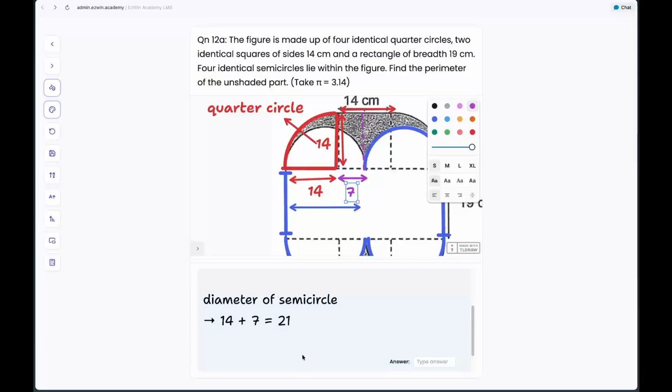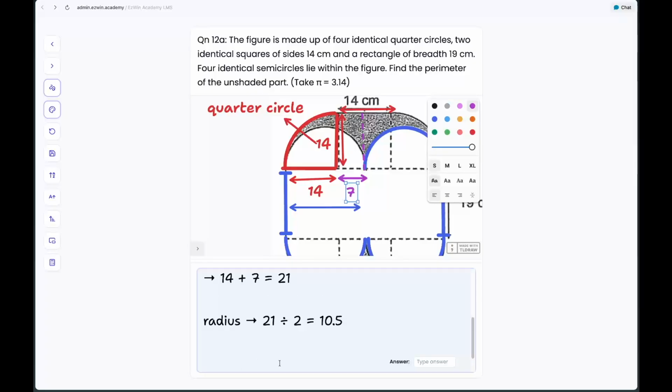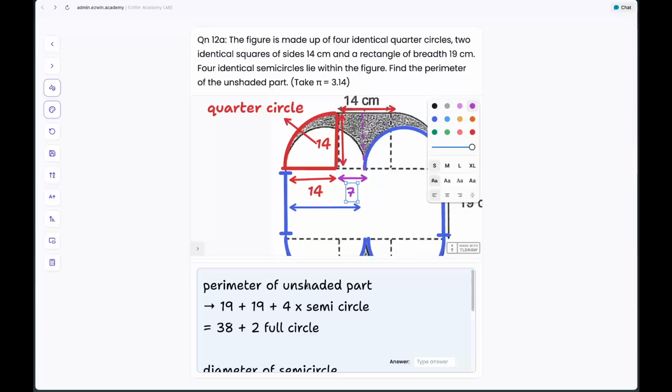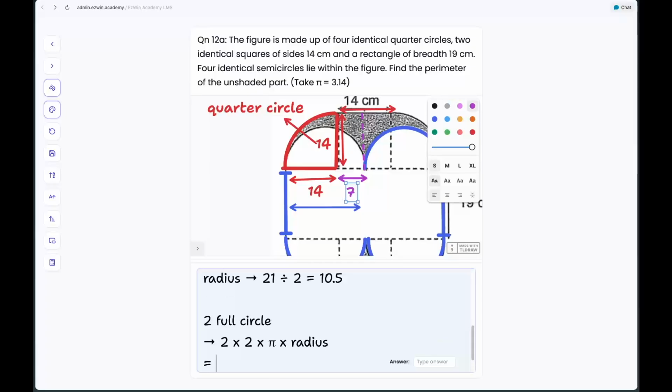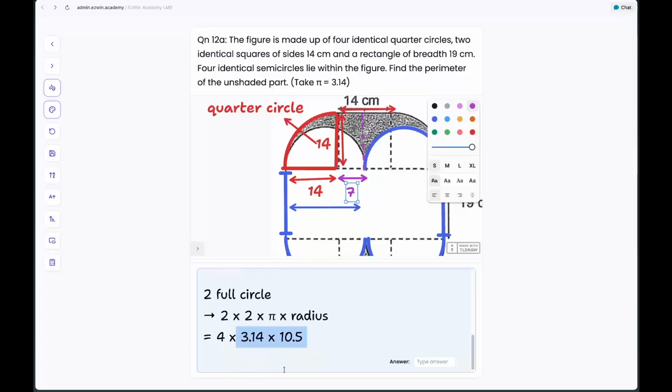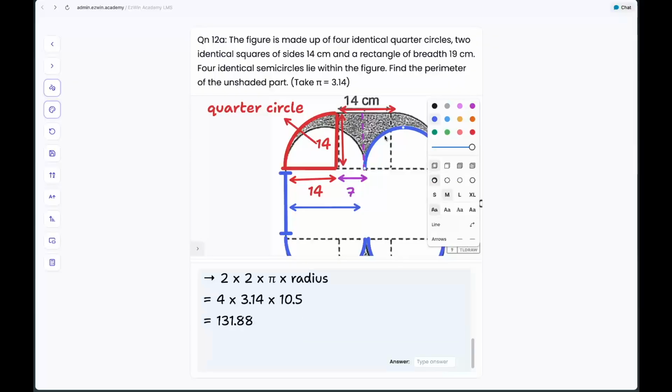Then we can find the radius, which is basically half of 21, which is 10.5. So since we know the unshaded part, we just need to get 2 full circles, right? Which is basically equal to 2 times pi times radius times radius. In this case, it's equal to 4 times 3.14 times 10.5. So 2 times 2 is 4. 3.14 times 5. And this will give us 131.88 for the 2 full circles.